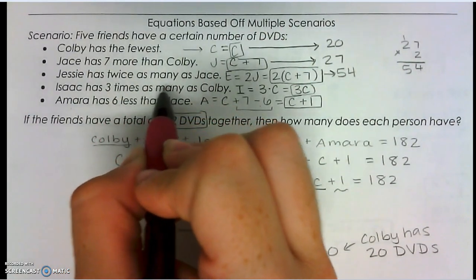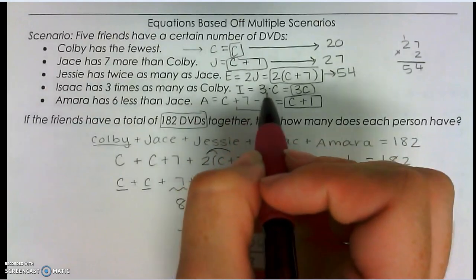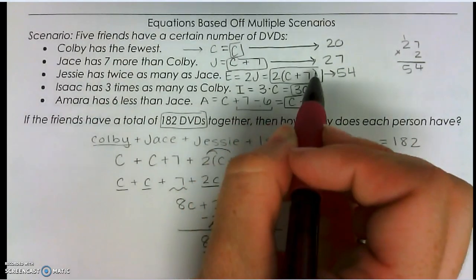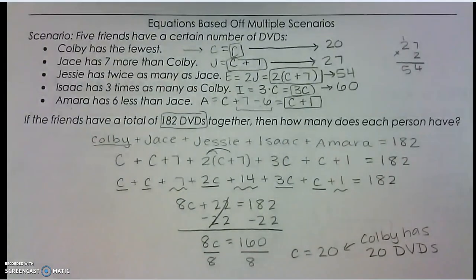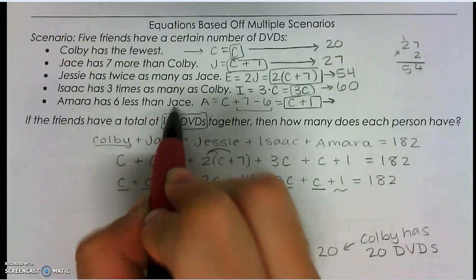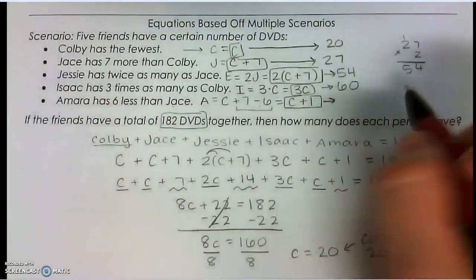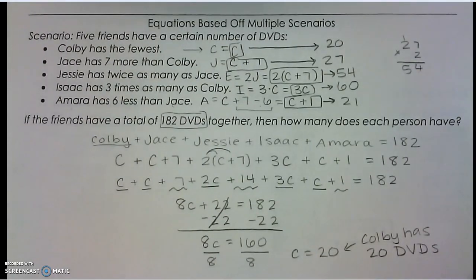Isaac has 3 times as many as Colby. So Isaac is 3 times Colby. Colby was 20. That means Isaac is 60. 3 times 20 is 60. And Amara has 6 less than Jace. So Jace had 27. 27 minus 6 is 21.